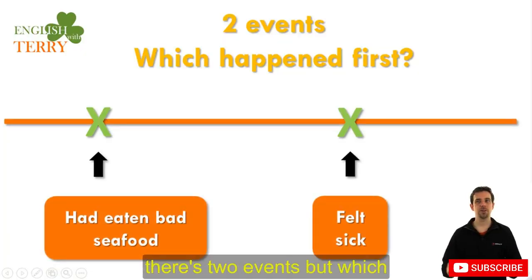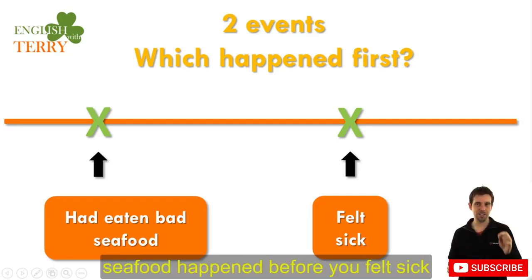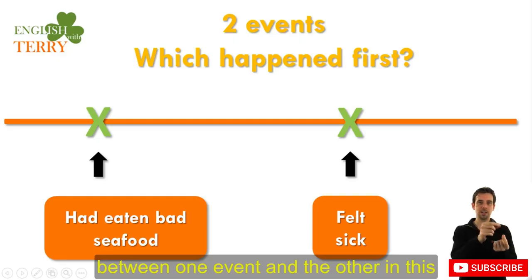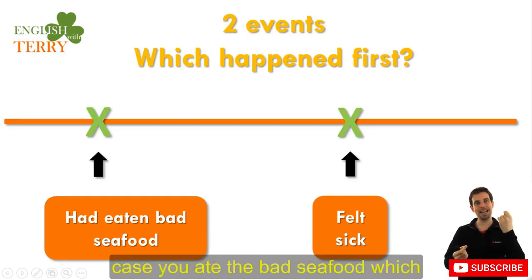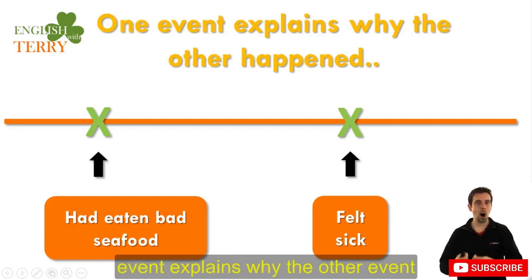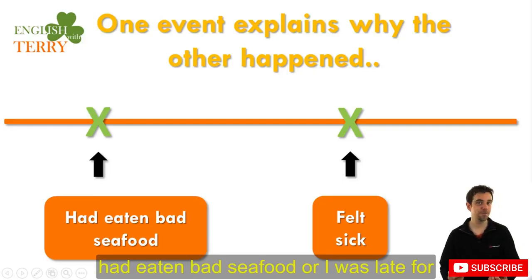If you start to think about there's two events, but which happened first, right? Obviously, chronologically in time, had eaten bad seafood happened before you felt sick, right? You're describing the relationship between one event and the other. In this case, you ate the bad seafood, which caused the second event, okay? So one event explains why the other event happened. I was feeling sick because I had eaten bad seafood.